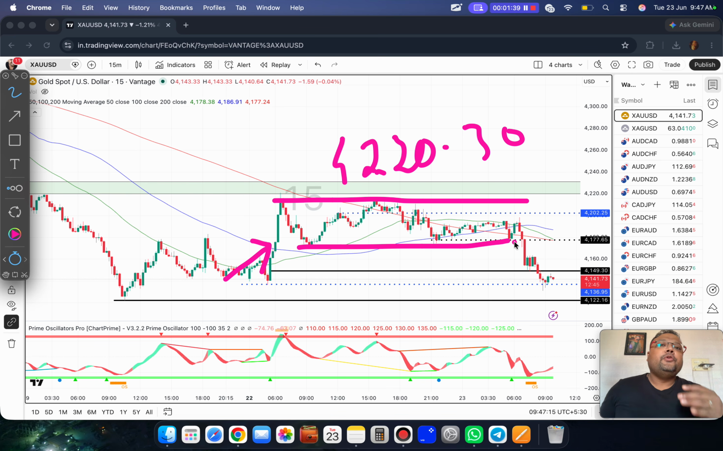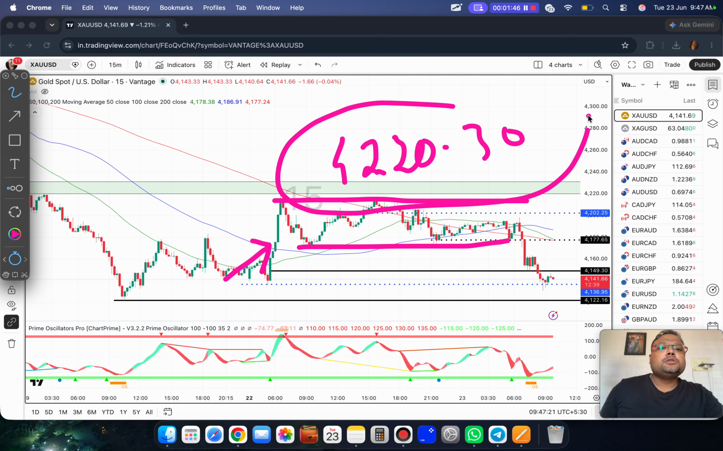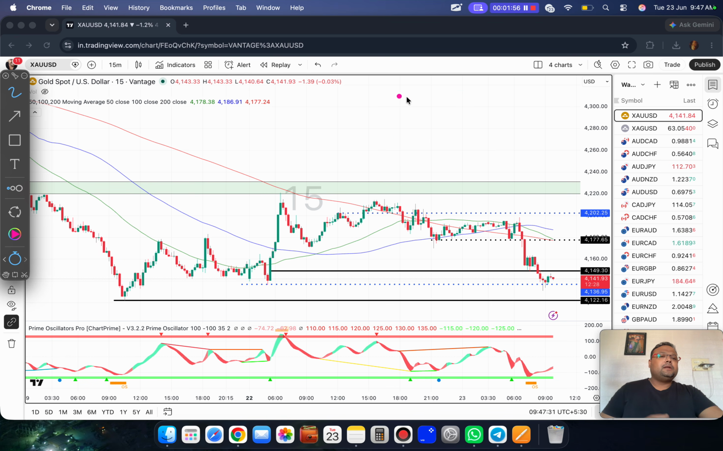If gold really wants to go for a recovery, then it needs to cross the green box, meaning it needs to cross 4220-4230 here. So this is going to be the key level for the buyers. If they want to take the market up, they need to break this. But 4220-4230 is far away.